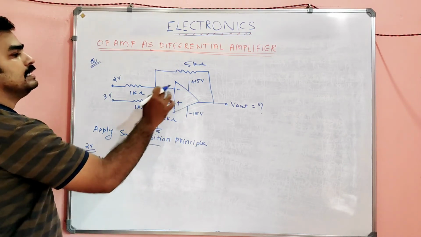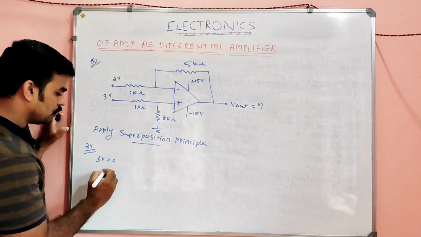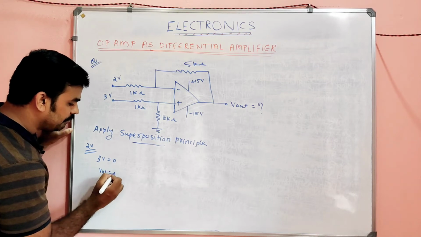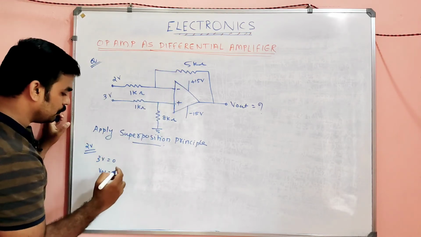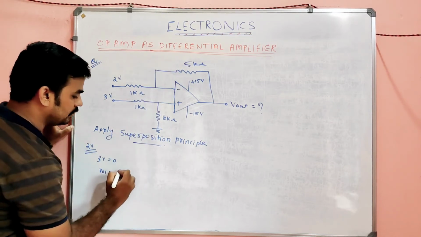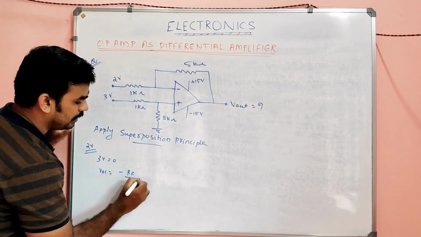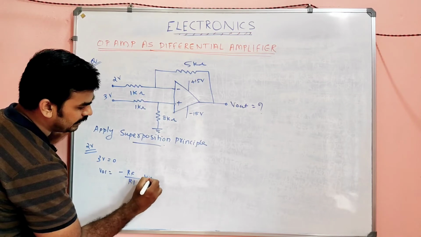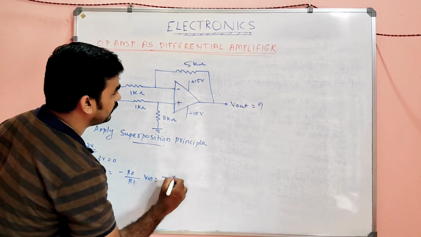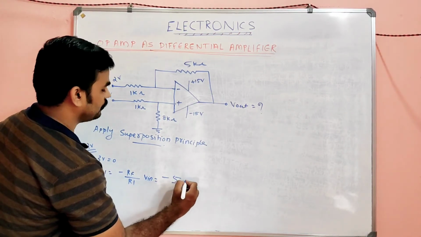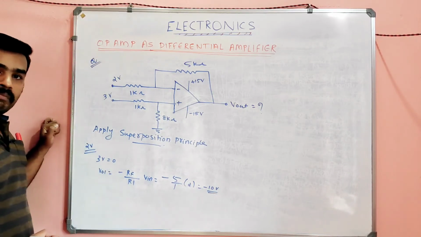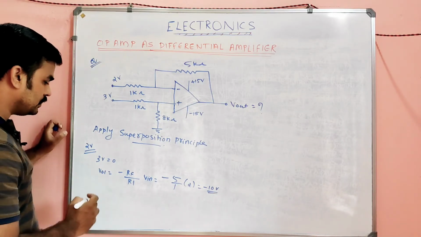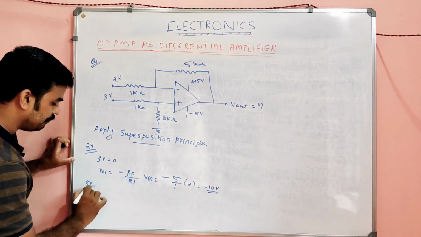That means it is like an inverting amplifier. So let the output voltage be V01 if only 2 volt exists. Then what will be the output V01 equation? Then nothing but minus RF by R1 into VA. Am I right? Which is nothing but, my dear, minus 5 by 1 into 2, which is minus 10 volt. Minus 10 volt. Next case, consider only 3 volt.